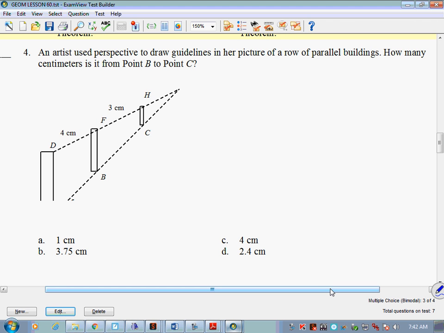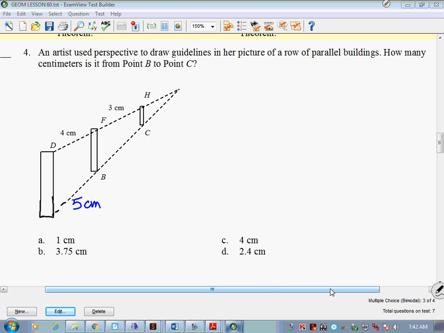Number 4, an artist used his perspective to draw guidelines in her pictures of a row of parallel buildings. So we know that the buildings are parallel. How many centimeters is it from point B to point C? What is missing in this picture, and I'm going to go ahead and include it, is 5 centimeters right there. For whatever reason, it got cut off. So we'll include that on there.